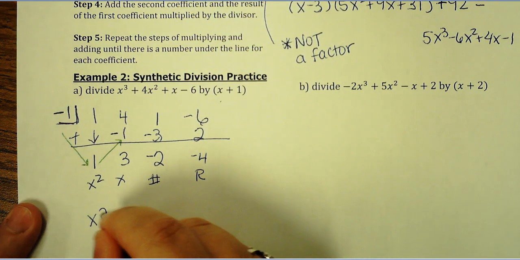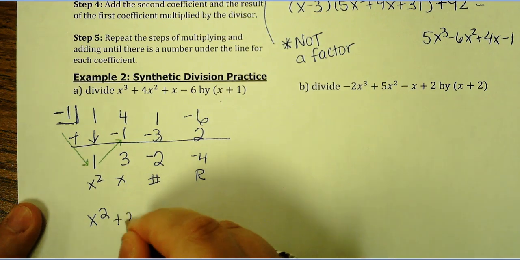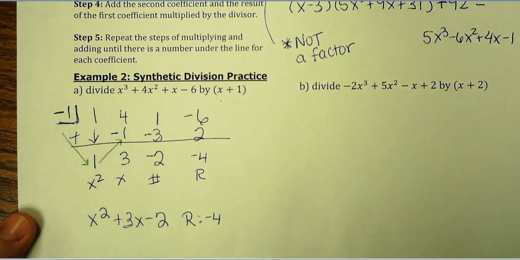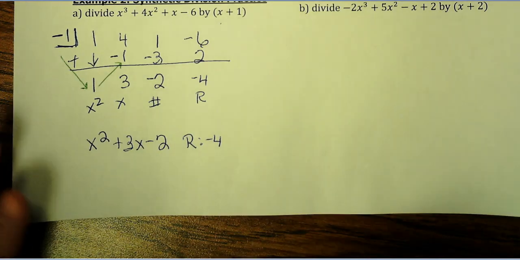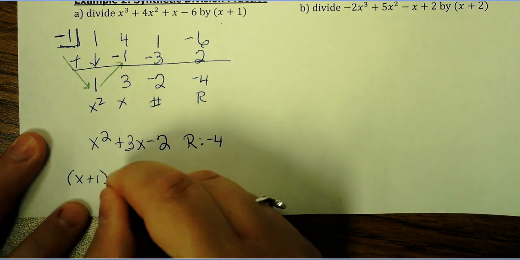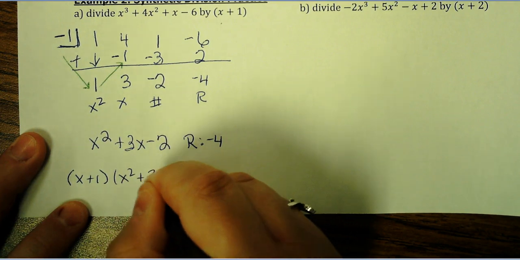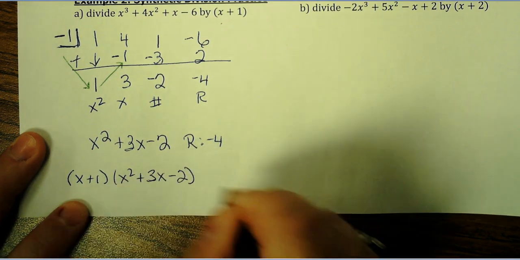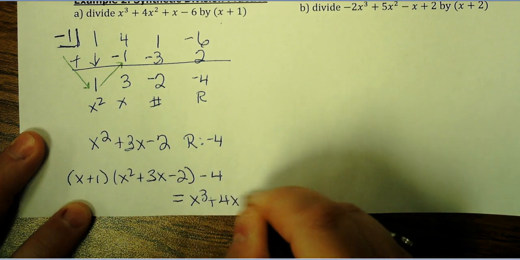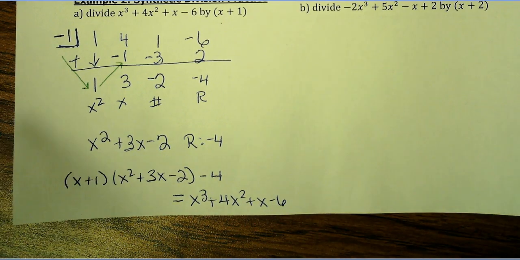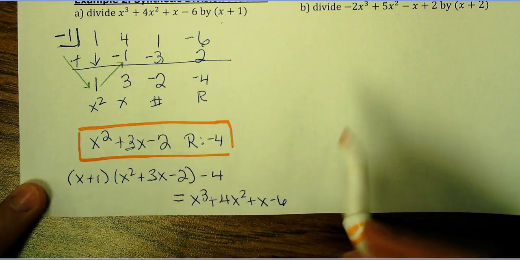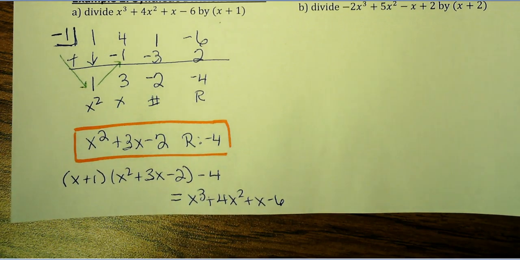So my answer would be just x squared, or 1x squared, plus 3x minus 2 with the remainder of negative 4. Completely fine to have a remainder that's a negative number. What it means here, this is not a factor since we have a remainder, but if I did x plus 1 times x squared plus 3x minus 2, if I multiplied that out, I'd have to subtract 4 to get back the original polynomial that we started out with. What I'm looking for as your answer is this. What do I get when I divide? So this one again is not a factor.